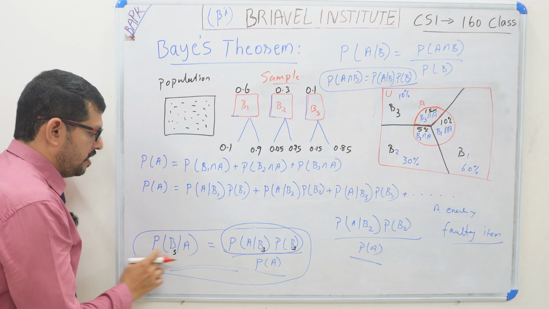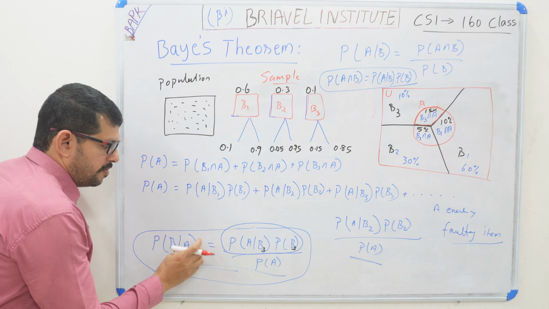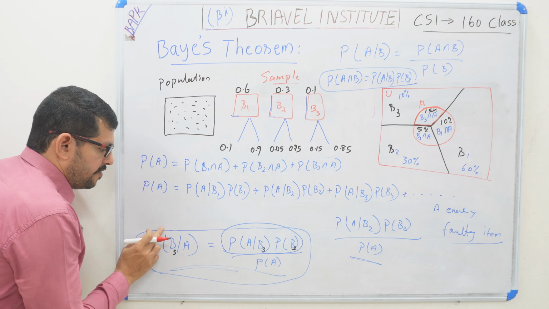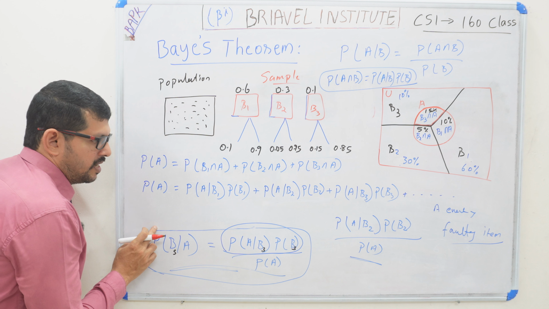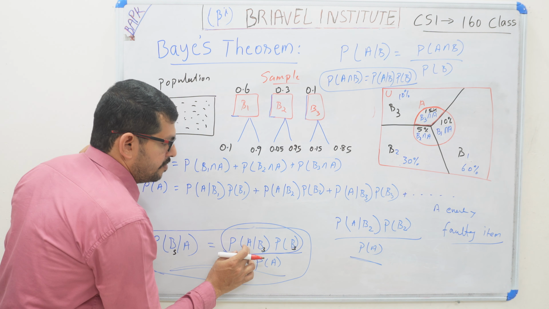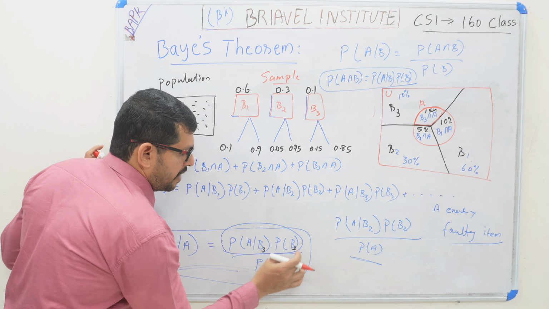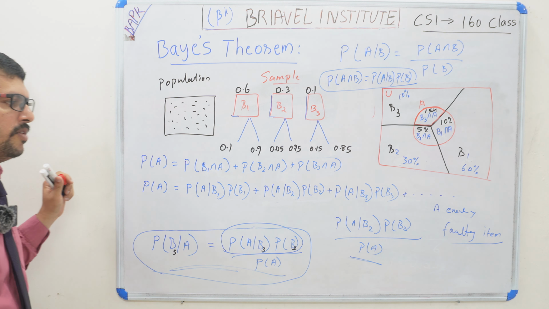So now you see in the Bayes theorem I changed it to B3 given A. Under the event of a faulty item, what is the chance of it coming from B3? So here I have written faulty items under B3. What is the chance of getting B3, and how much B3 is supplying, divided by the total probability of faulty items.